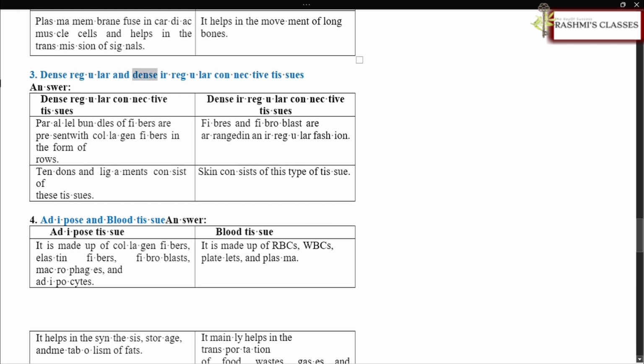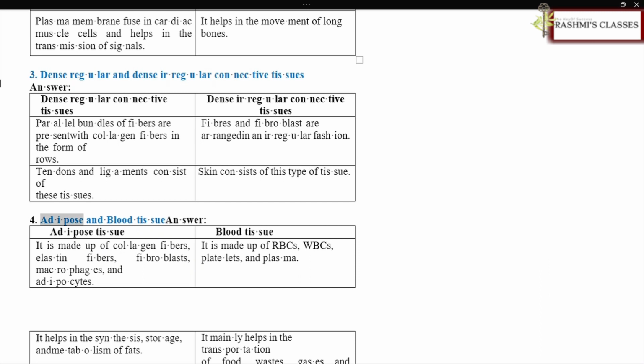Dense regular and dense irregular connective tissues. Answer: Dense regular connective tissue has parallel bundles of fibers with collagen fibers in the form of rows. Dense irregular connective tissue has fibers and fibroblasts arranged in an irregular fashion. Tendons and ligaments consist of dense regular tissue. Skin consists of dense irregular tissue.